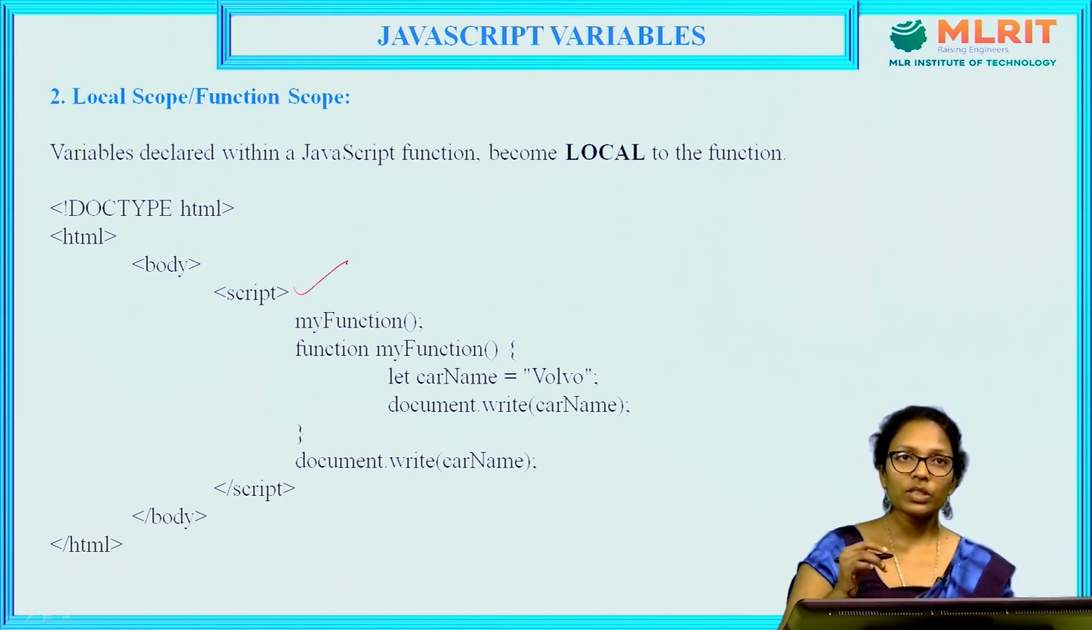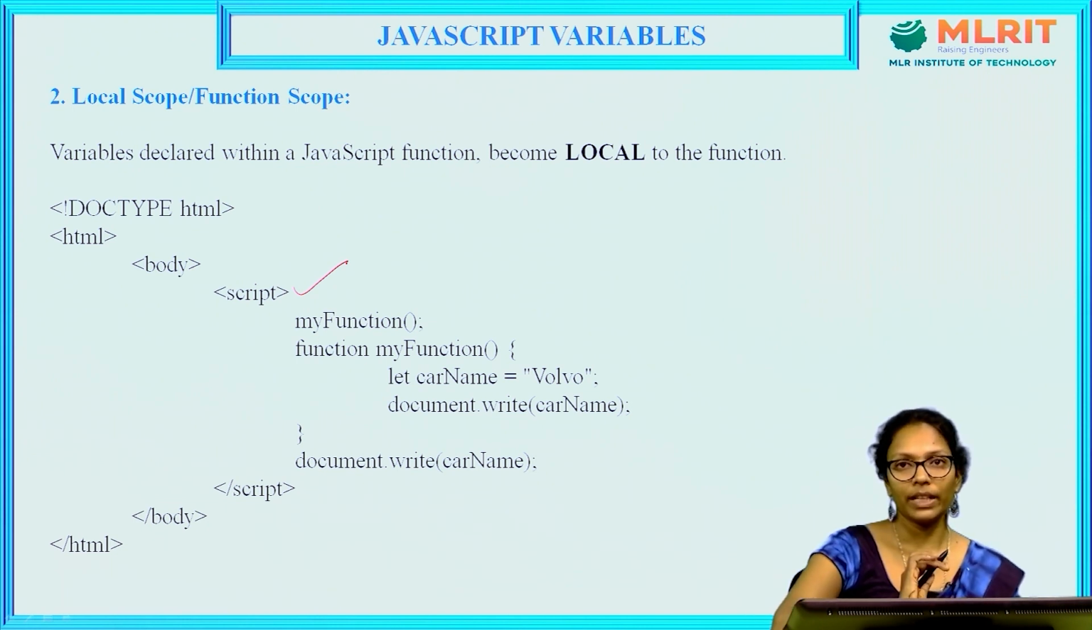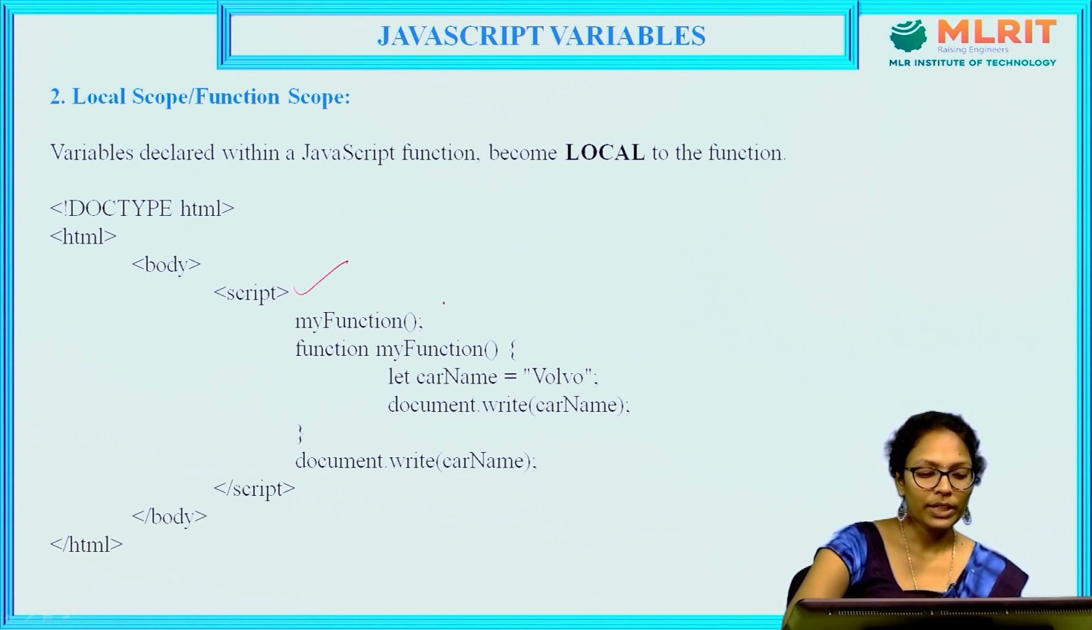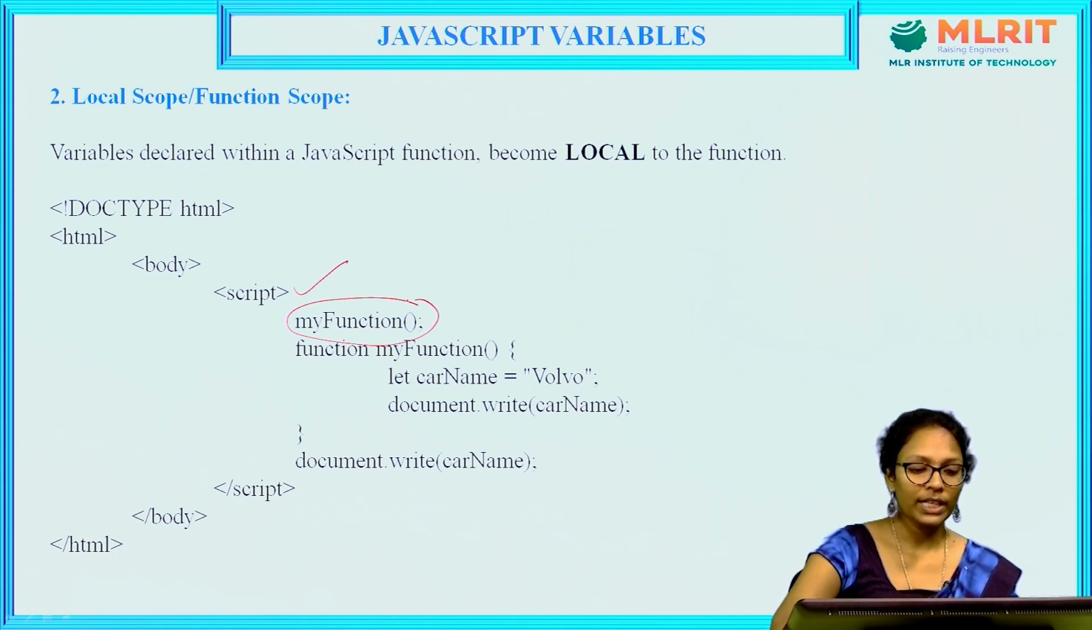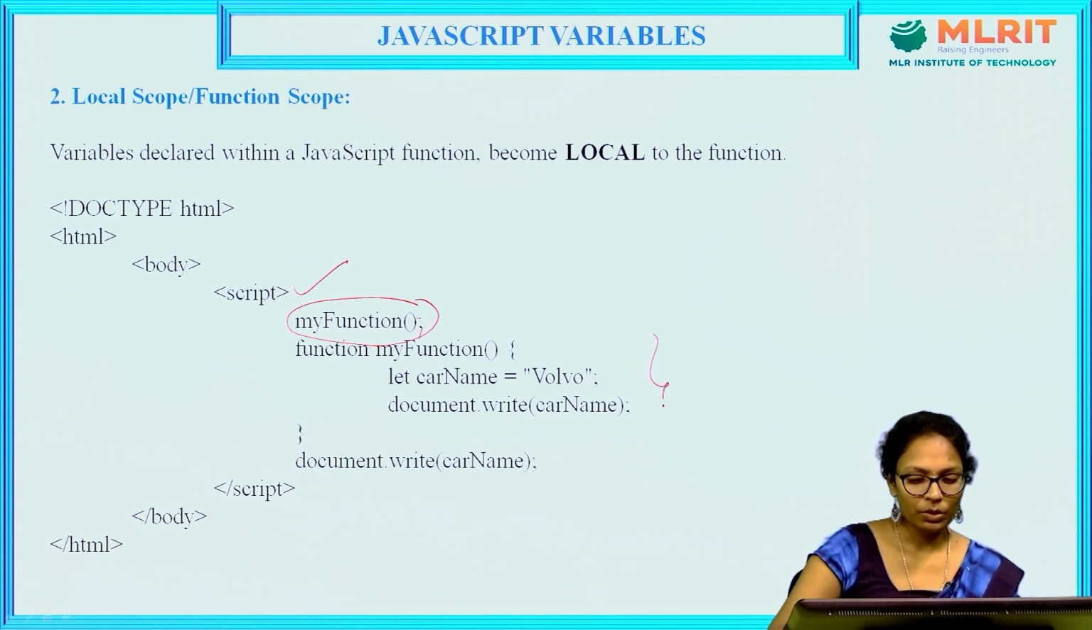We know the script tag has an attribute called type. You can give script type equal to text/javascript, but you can also simply give script without any attribute. What I am doing here is simply calling a function called myFunction. This is a calling statement, and after calling it you put a semicolon. That means it is a call. But what about the function code? Here I am writing the function code.